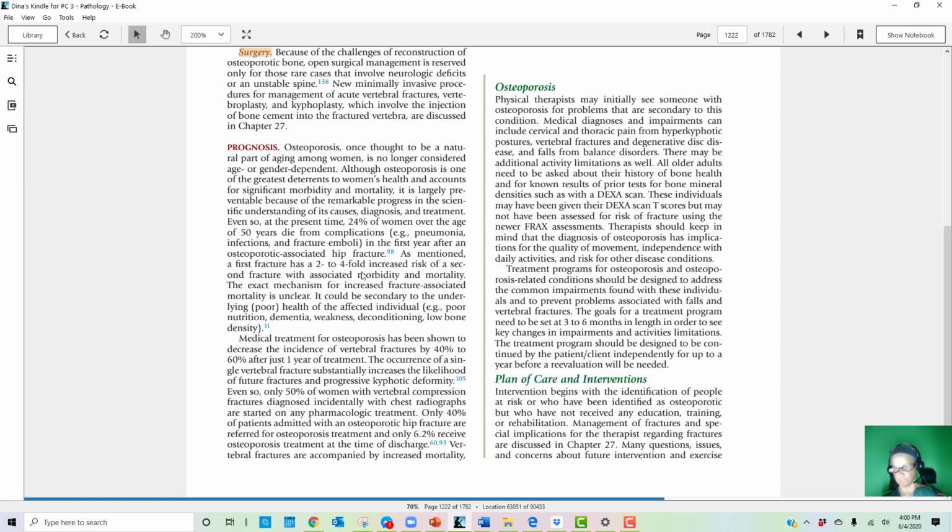Which involve the injection of bone cement into the fractured vertebra, are discussed in Chapter 27. Prognosis. Osteoporosis, once thought to be a natural part of aging among women, is no longer considered age or gender dependent. Although osteoporosis is one of the greatest deterrents to women's health and accounts for significant morbidity and mortality, it is largely preventable because of the remarkable progress in the scientific understanding of its causes, diagnosis, and treatment.